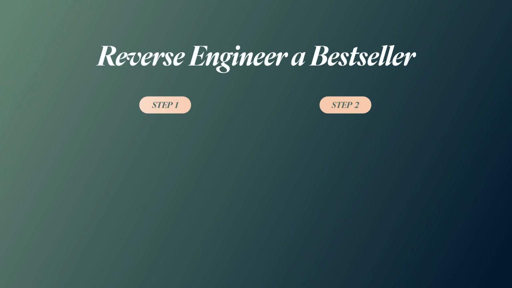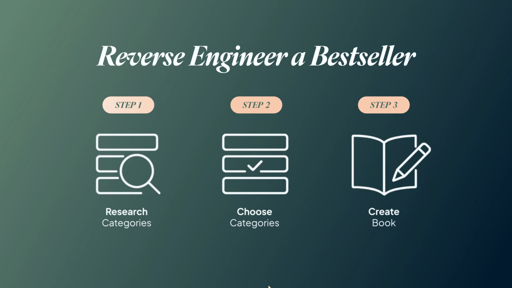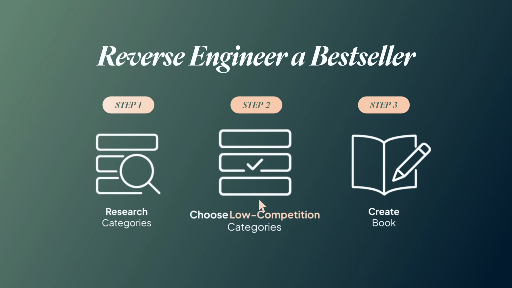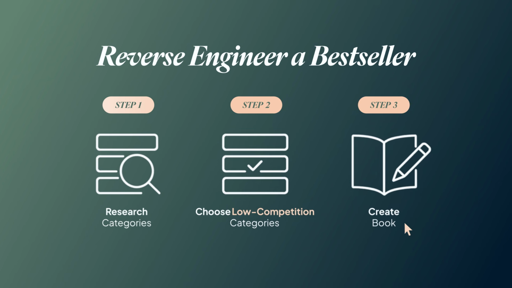But it doesn't stop there. You can actually begin your entire niche research process by looking at the categories. For most people, they will create their book and then choose their categories last. But you can actually reverse engineer this whole thing. Do your research by looking at categories. And when you find a low competition category where you would have a pretty good chance of success at becoming number one, then you can create the book based on the research that you found in your category research.